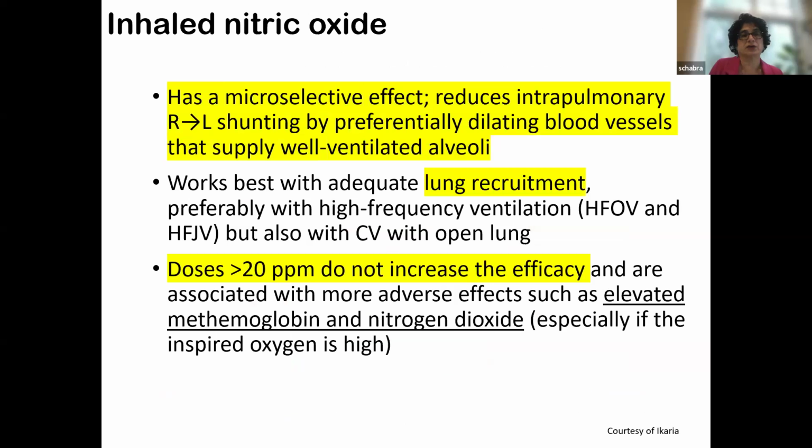So what does nitric oxide do? It has a microselective effect and reduces intrapulmonary right-to-left shunting by preferentially dilating the blood vessels. It's a selective pulmonary vasodilator. It works best with adequate lung recruitment and preferably with the high frequency oscillator. Doses greater than 20 parts per million do not increase the efficacy. So we start with 20 parts per million. And of course, one of the things we have to monitor is methemoglobin.